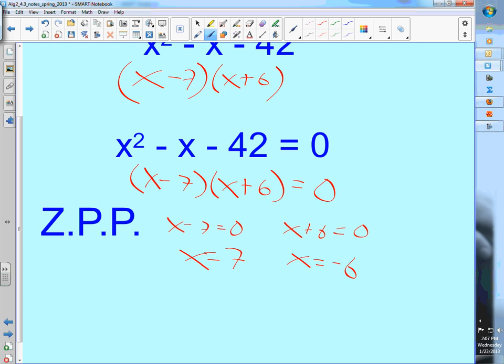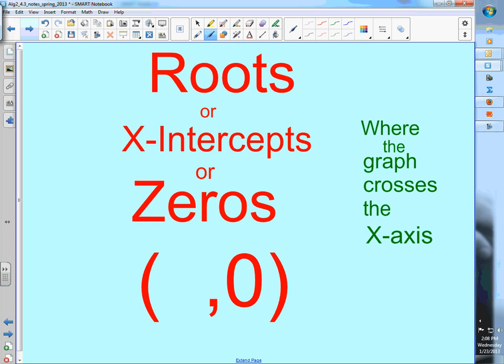Can you graph this? Why can't we graph it? There's no y's. It's not a function if you're graphing. You can graph the answers on a number line, but that's it. That's all you can do. Remember roots, x-intercepts, zeros. All mean the same thing. It's where the graph crosses the x-axis, and they are always written as an ordered pair, something comma 0.